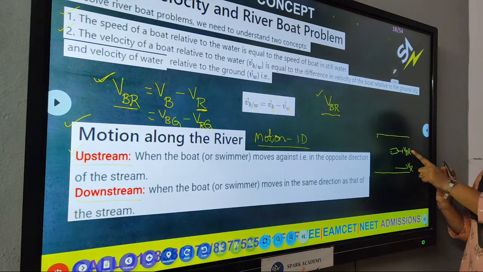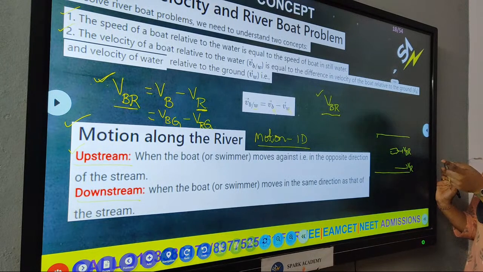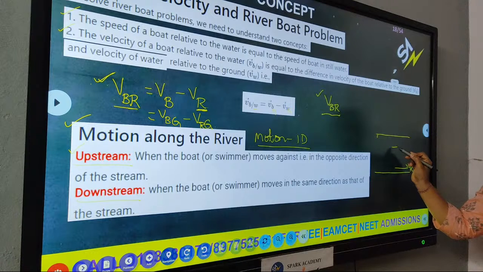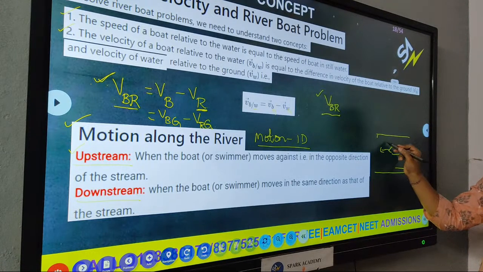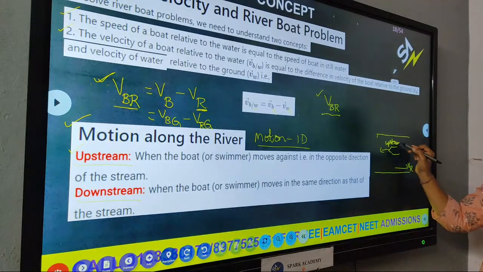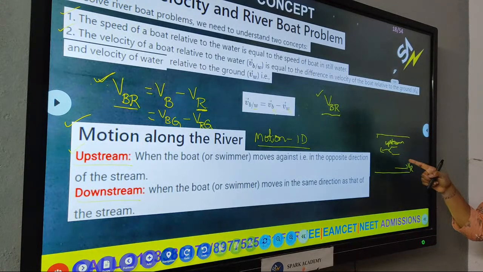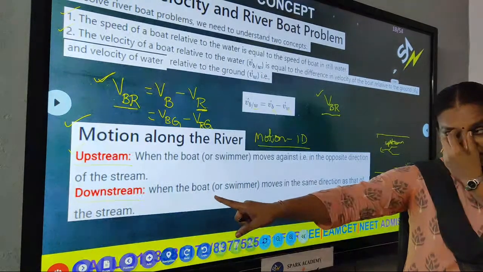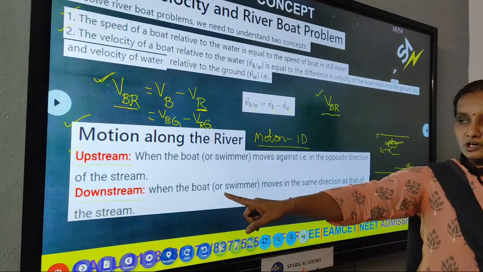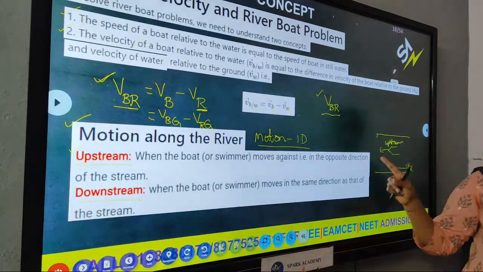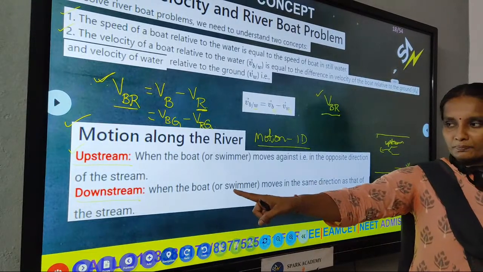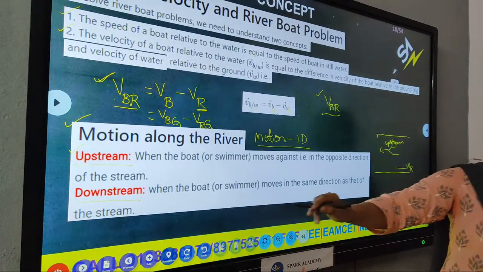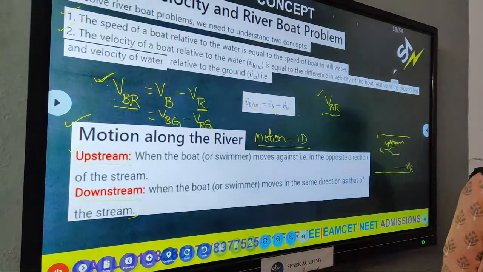If a boat is moving opposite to the direction of river flow, that is upstream. Downstream means they can ask that the boat drives in the river to the opposite bank, or a swimmer is swimming to the opposite bank. So the boat person or a swimmer moves in the same direction as that of the stream. Stream means the flow of the river only.